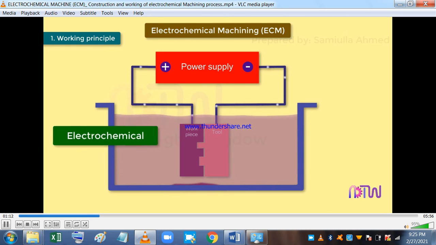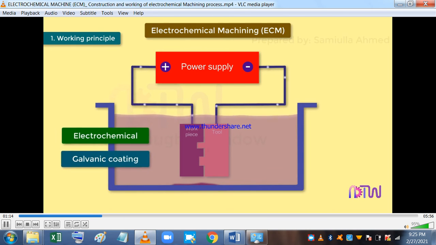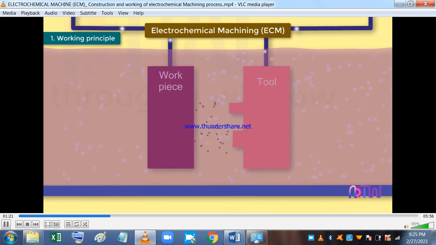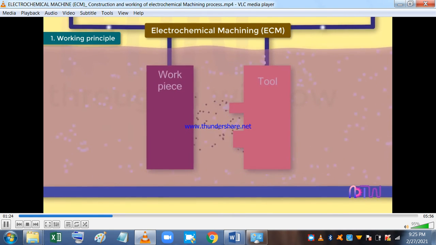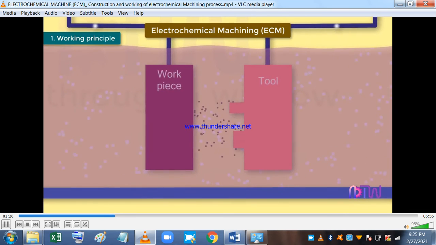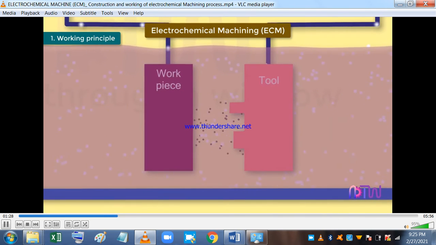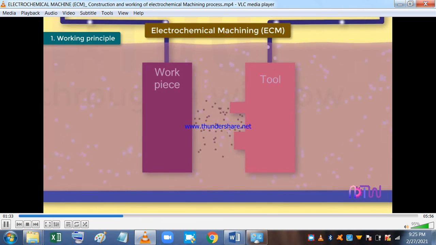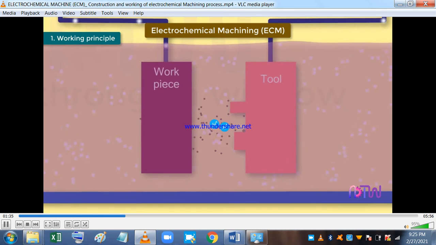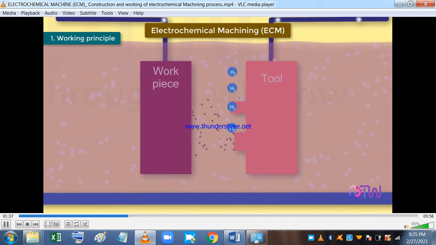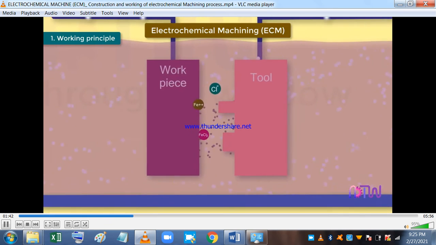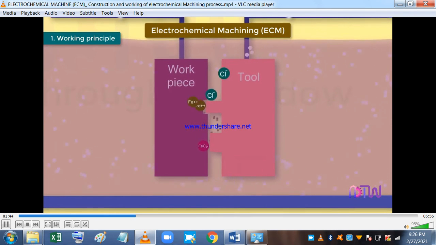ECM working is opposite to the electrochemical or galvanic coating or deposition process. Let us understand the chemical reaction taking place in this process. As the potential difference is applied across the electrodes, the movement of ions starts between the tool and workpiece. The positive ions move towards the tool and negative ions move towards the workpiece. At the cathode, the hydrogen ions take electrons and get converted into hydrogen gas. In the same way, iron atoms come out from the anode, which is the workpiece, as Fe++ ions.